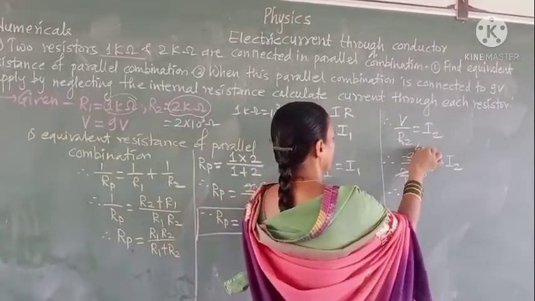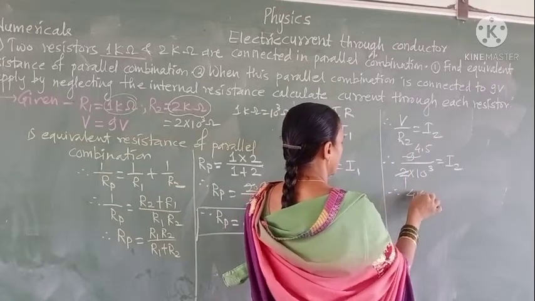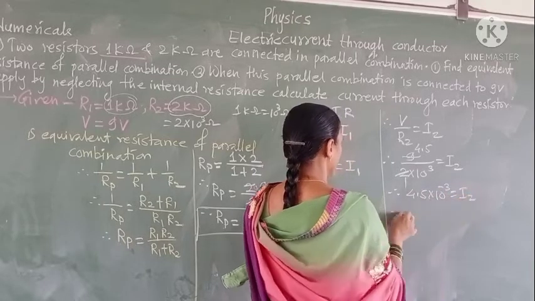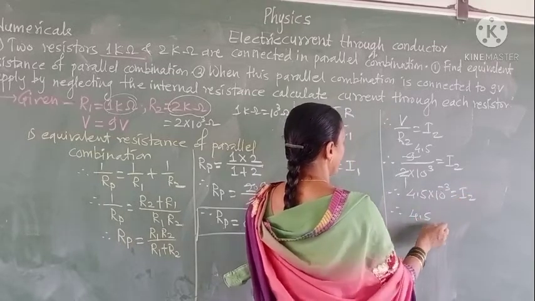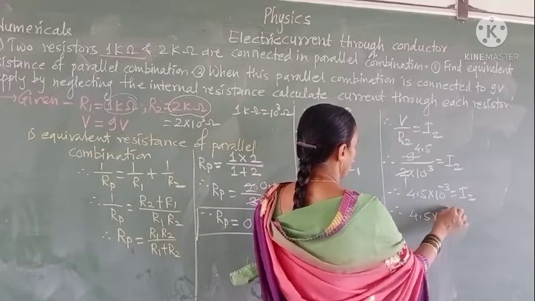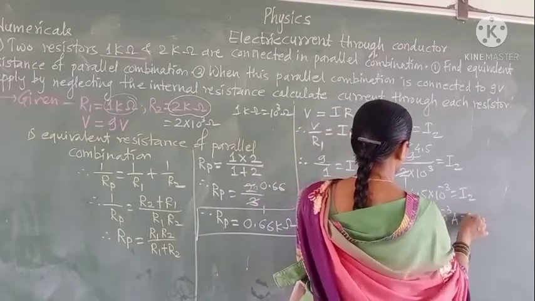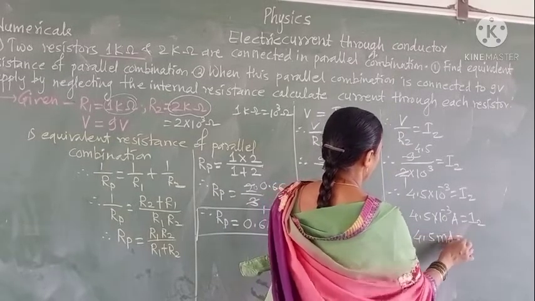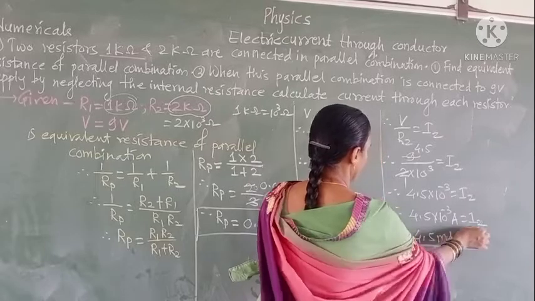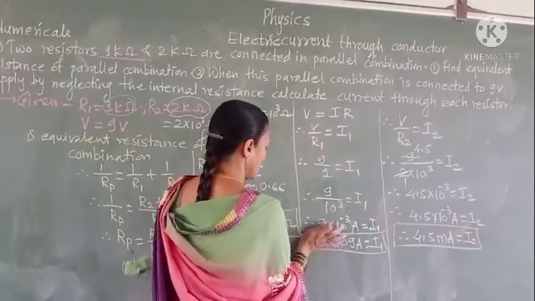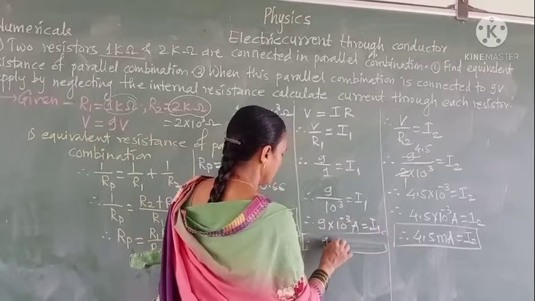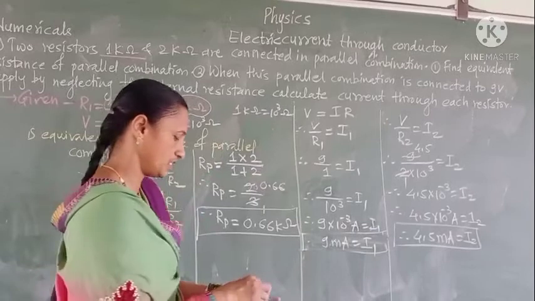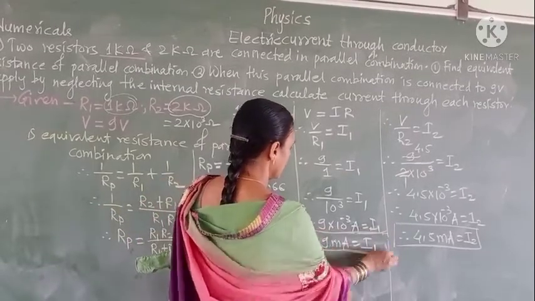Therefore we have to write here 4.5. Means we have to write the value 4.5 into 10 raised to minus 3, I2. Means we get the value 4.5 into 10 raised to minus 3 ampere, which is equal to I2. Or here we write 4.5 milliampere, which is equal to I2. Means here also we write in this way, that is 9 milliampere, which is equal to I1. Means here we get the two values for this current.